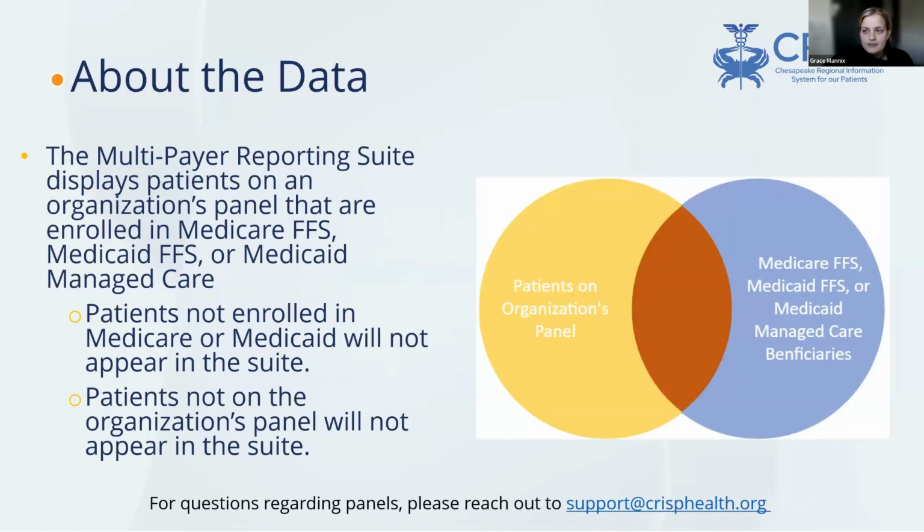So going back to the data some more, this diagram just shows what is included in the report. In order to use this report, first off, you have to have a panel set up with CRISP. So your organization needs to have a panel with CRISP. And a panel is just basically a list of patients you submit to CRISP saying you have a treatment relationship. Once you have that panel set up with CRISP, we're able to provide access to that panel for you to access it in the multi-payer reporting suite in CRISP reporting services.